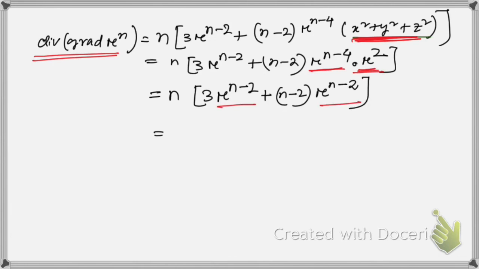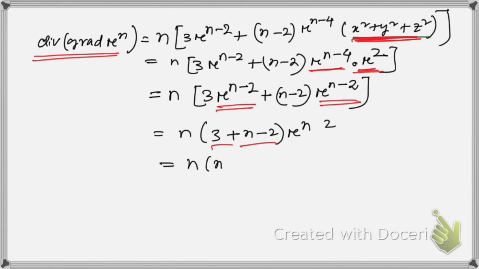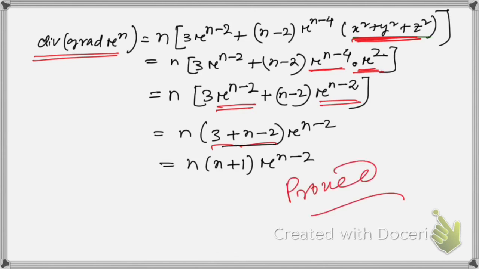Again, here you see r to the power n minus 2 taken common, so we have got 3 plus n minus 2, times r to the power n minus 2. Here 3 minus 2, you know that's very simple. So this is your final result. That is what we can prove. So hope you have understood.